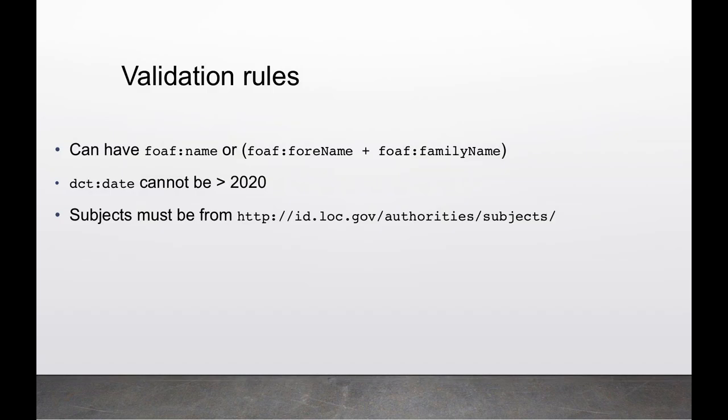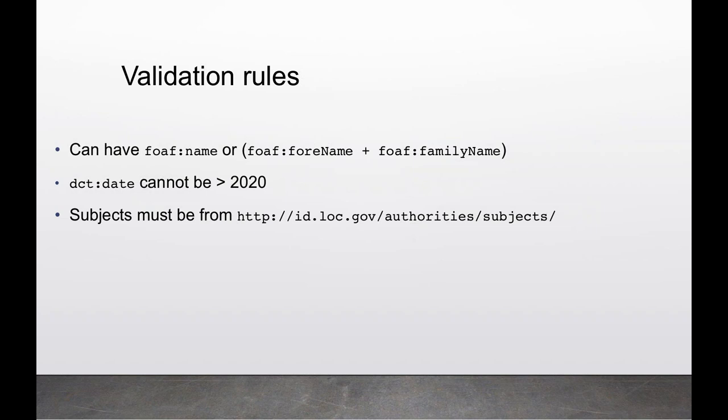Now, validation is a really tricky thing. We want to be able to say, is this or is this not valid data? Today, validation is usually done as part of your description of your data element or of your usage text. So you could say in your documentation for humans that this can have a FOAF name, or you want a FOAF forename plus family name. You can say that the date cannot be less than or greater than a certain year. And you can say that all subjects have to come from this vocabulary list. So saying that to humans is actually fairly simple. It can be done.